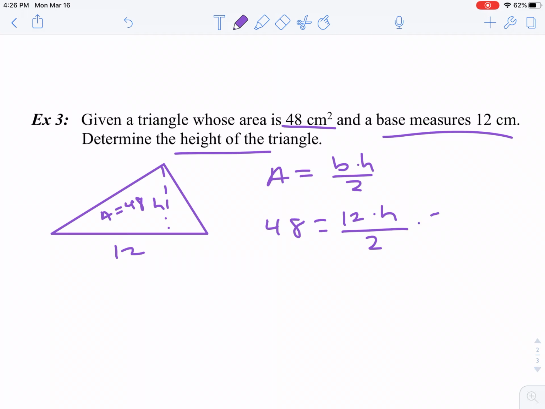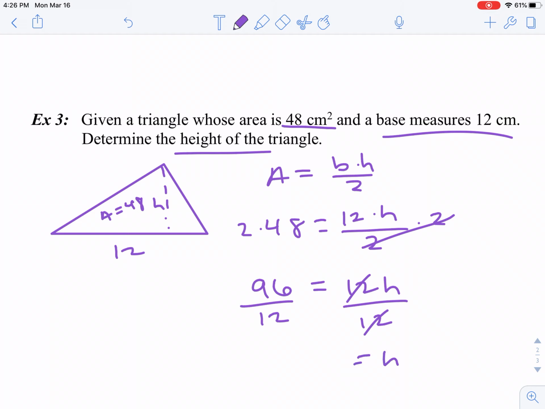So I'm going to multiply both sides by 2. So I get 96 equals 12h. I'm going to divide both sides by 12. And when I do that, I'm going to get a height of 8. My units is going to be centimeters because we are talking about length.